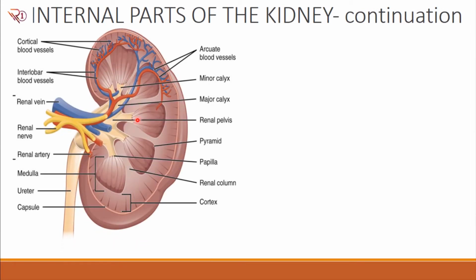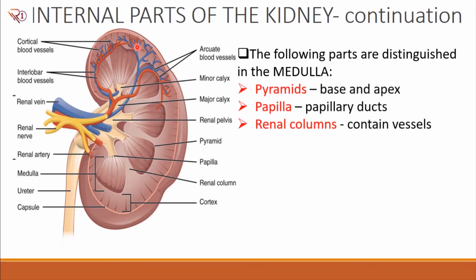Okay, so let's take the medulla and look at it in detail. In the medulla, we find what we call the pyramids. These pyramids have a base and an apex. Now at the apex, we find the papilla. These papillae are made up of papillary ducts which the urine formed in the cortex drains into. So it drains into the papillary duct, then into the minor calyx, into the major calyx, into the renal pelvis, into the ureter, then into the urinary bladder.